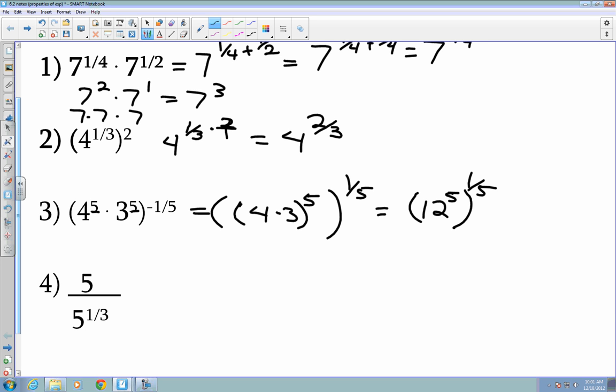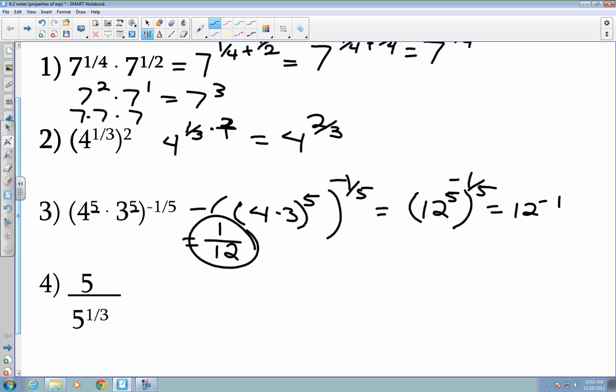Now I have a power to a power, so I can multiply. 5 times 1/5 is 1. Negative 1/5, so it'd be negative 1/5. Oh, I missed one. Good, I'm on a roll today. So if it's negative 1/5, then it's 12 to the negative 1. So that's going to be 1 over 12. Okay, questions on that one? There's a lot of different things going on in that one.